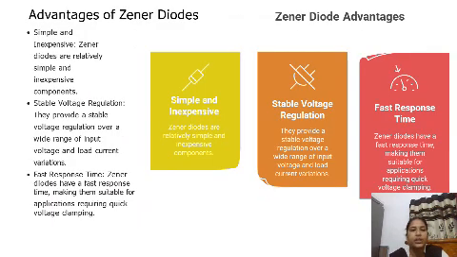Advantages of the Zener diode: simple and inexpensive. Zener diodes are relatively simple and inexpensive components. Stable voltage regulation. They provide stable voltage regulation over a wide range of input voltage and load current variation. Fast response time. Zener diodes have a fast response time, making them suitable for applications requiring quick voltage clamping.